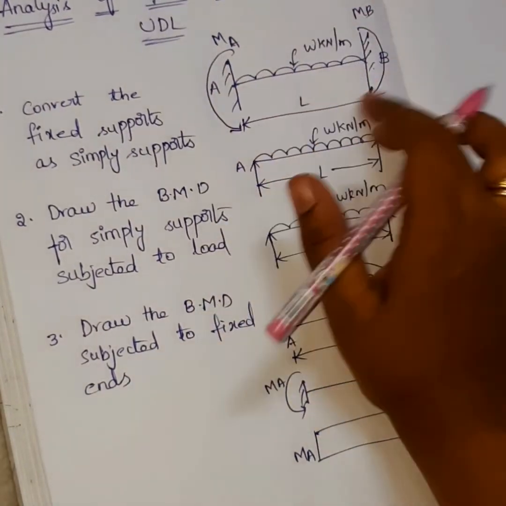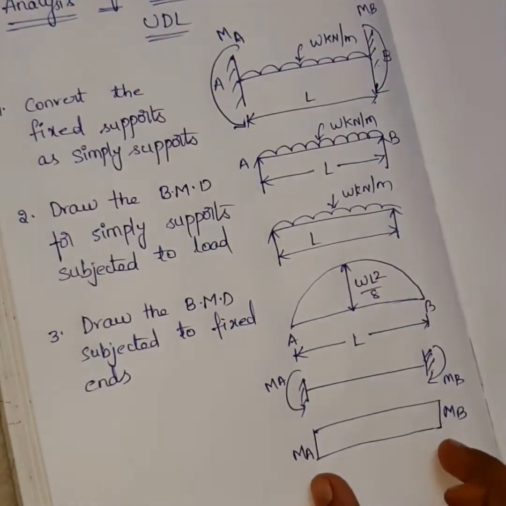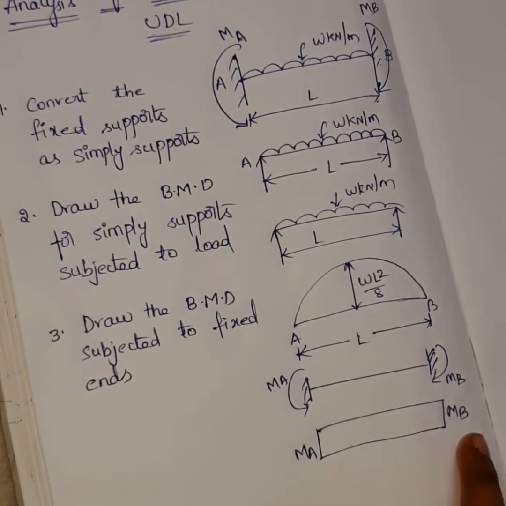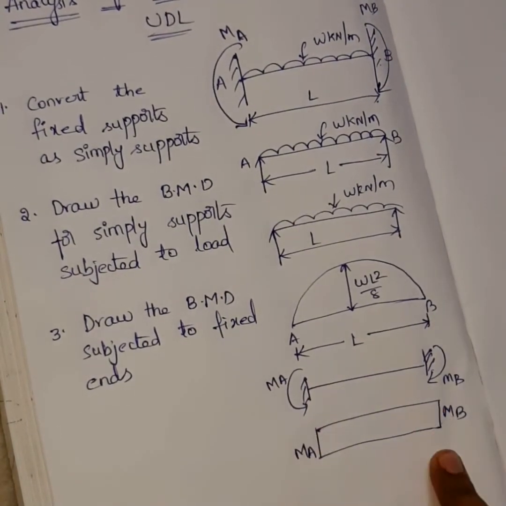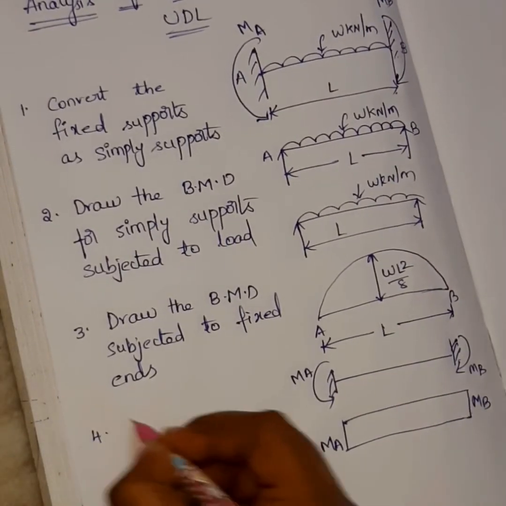I have converted the fixed beam as simply supported and drawn the bending moment diagram. Next, for only fixed supports, I have drawn the bending moment diagram. These both are symmetrical, so it will come as a symmetrical section. Okay, what is the fourth step?